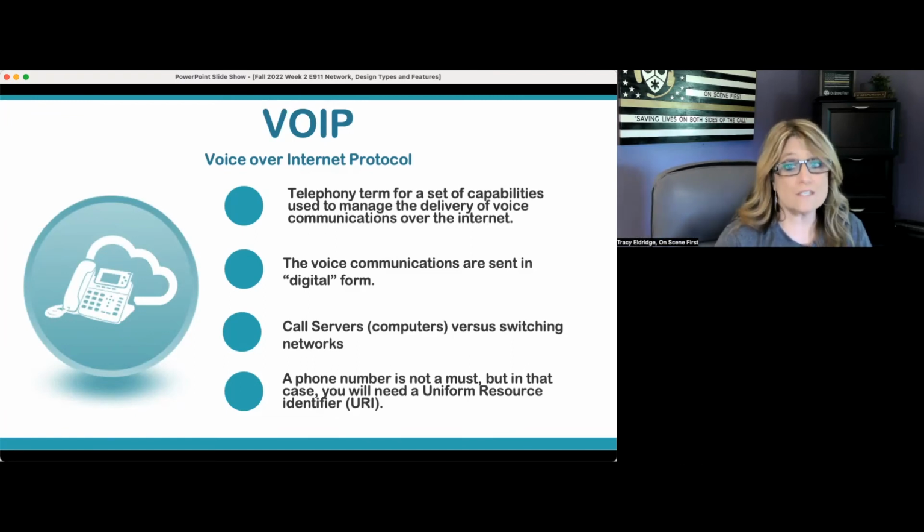Okay, so voice is in digital form. Call servers, computers, are what gets the call to where it needs to go. It's not using the traditional switching that we talked about in the central office or the end office. And there are times, so this last bullet here, what that pertains to is a phone number is not a must for a VoIP phone.